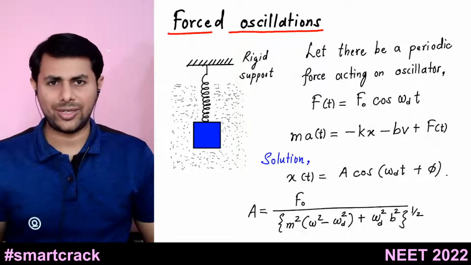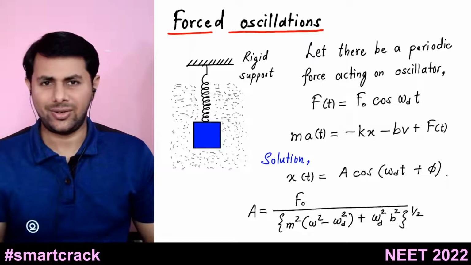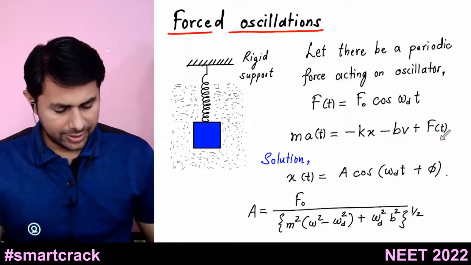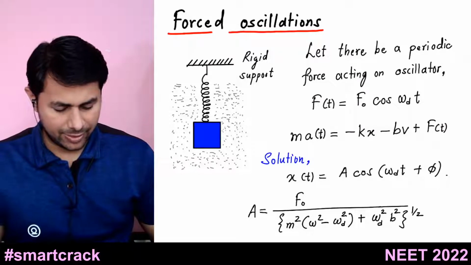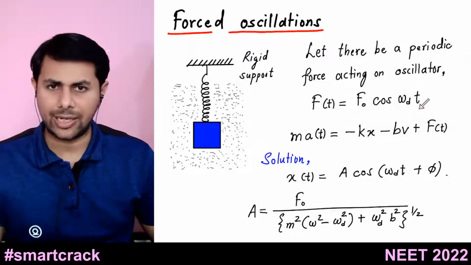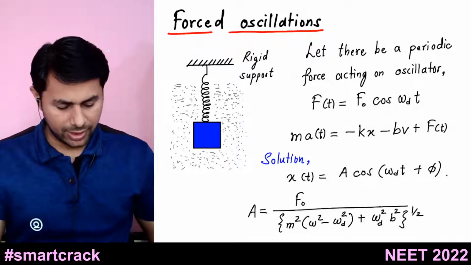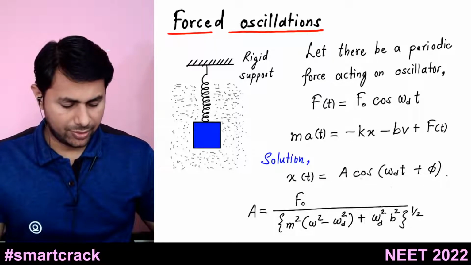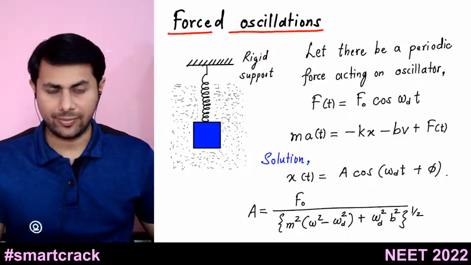What do you mean by periodic? It will keep on increasing and decreasing, and it will reverse its direction also. So the external periodic force F of t is F naught cos of omega d t. Then its solution is given by A cos of omega d t plus phi.